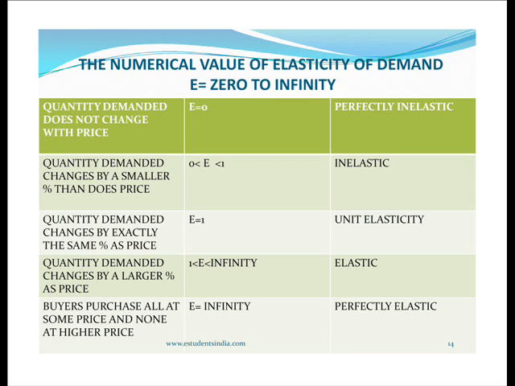Inelastic. Quantity demanded changes by exactly the same percentage as price. E is equal to 1. Unit elasticity. Quantity demanded changes by a larger percentage than price. E is greater than 1 but less than infinity. Elastic. Buyers purchase all at some price and none at a higher price. E is equal to infinity, perfectly elastic.